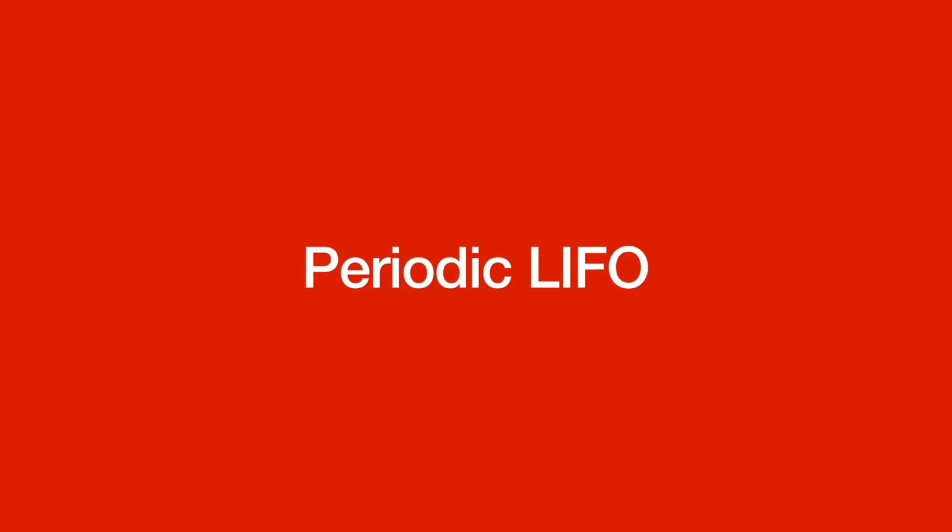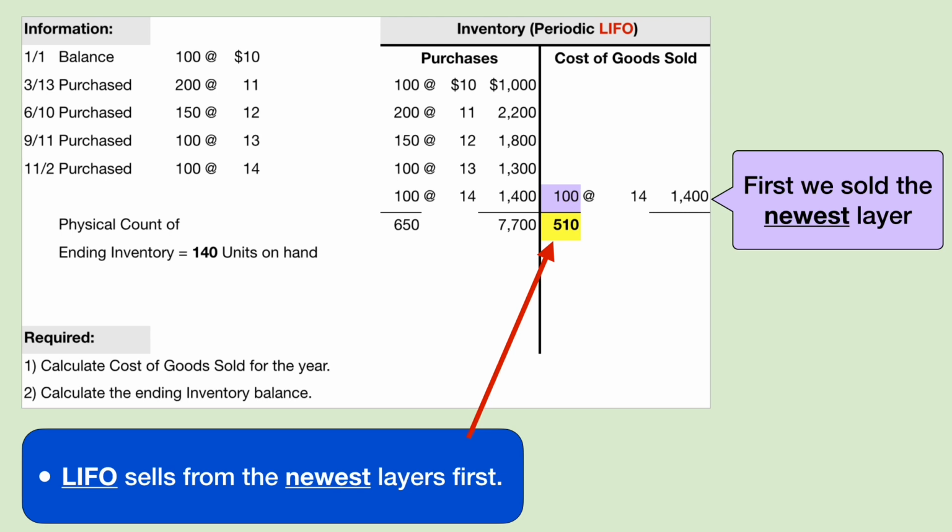Let's do another example. This time we'll calculate using the periodic LIFO method. So what's the first step? You write down all the layers of inventory that you purchased during the entire year. Second step, we do a physical count of the inventory at the end of the year. So all of the layers add up to 650 units, and our physical count was 140 units. So the difference is what we must have sold. We sold 510, and in the LIFO method, we'll start selling from the most recent or newest, freshest layers. So that would be selling out of layer 5 first.